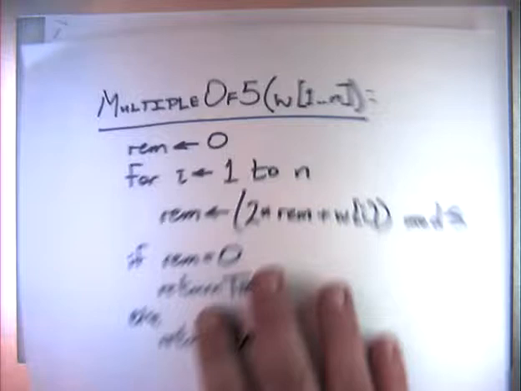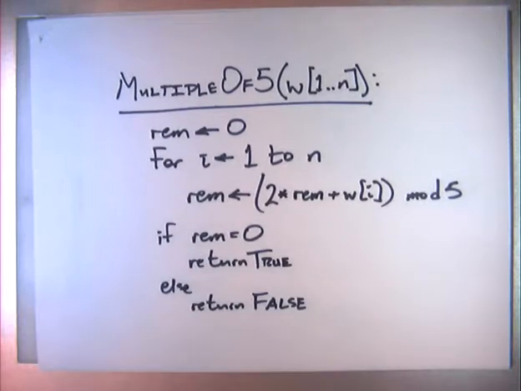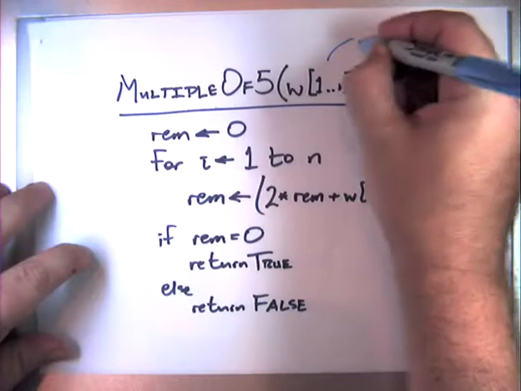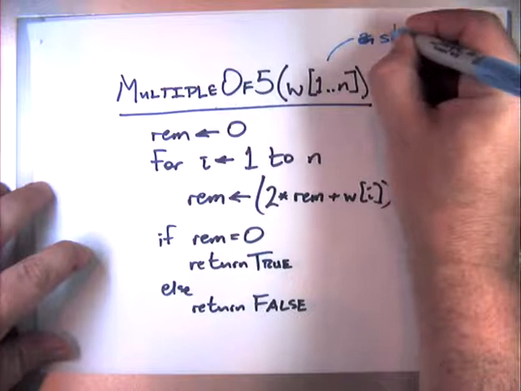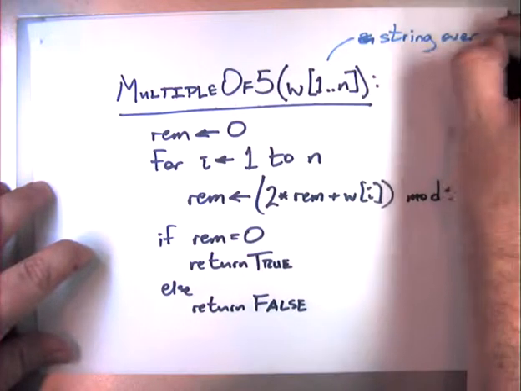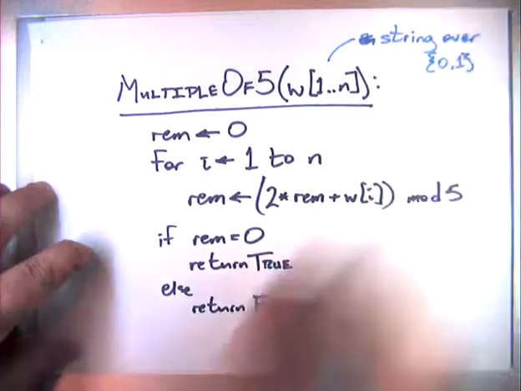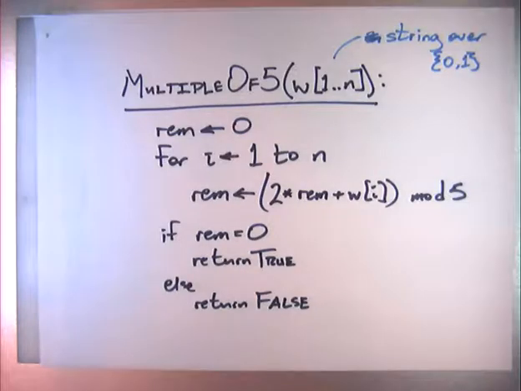So to start out, here's an algorithm. I want to just start by giving you an example of the kind of thing I'm talking about. Okay. So this algorithm, multiple of 5, takes as input an array which I assume contains bits, 0s and 1s. Okay, so this is a string, if you will, over the alphabet 0, 1. And the goal of the algorithm is to determine whether this string of bits represents a number that is divisible by 5.